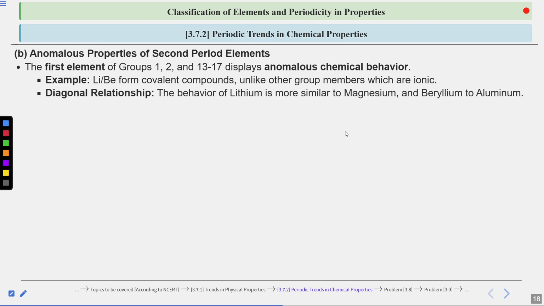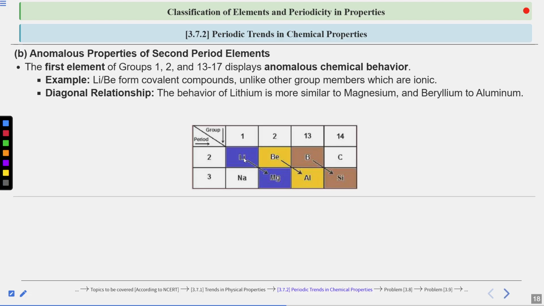What is the diagonal relationship? It is a behavior where lithium is similar to magnesium, and beryllium is similar to aluminium. If you look at the table, this pattern is represented diagonally, meaning lithium is diagonal to magnesium, and hence they have the same properties. Remember, this is only true for the second period, the first member of the second period: lithium, beryllium, boron.